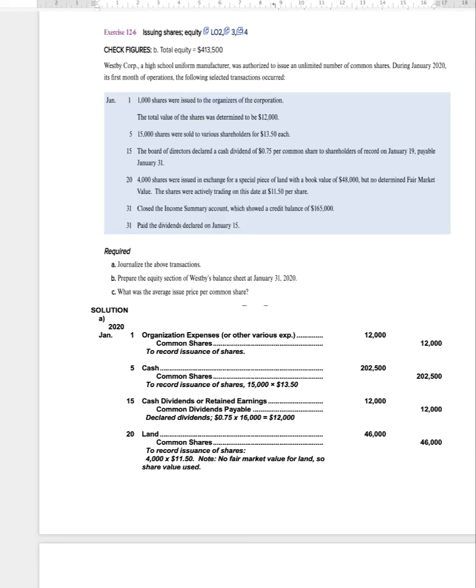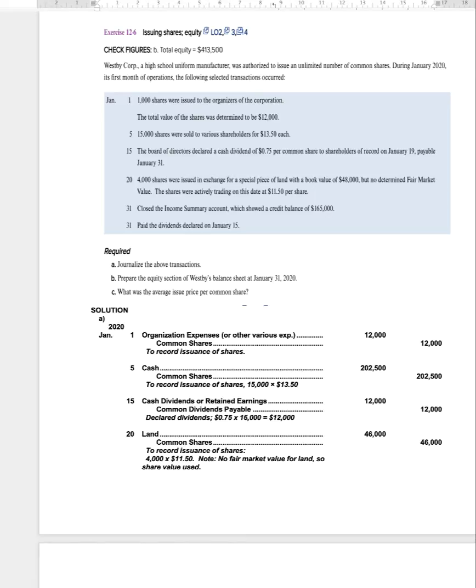So let's have a look at our question here where we have a company, Westby, and they were authorized to issue an unlimited number of common shares, and we need to know that because in the equity section of the balance sheet we need to show that with the common share account that we're going to list there, the authorization limit. So we need this information.